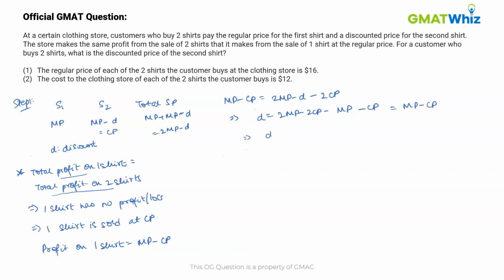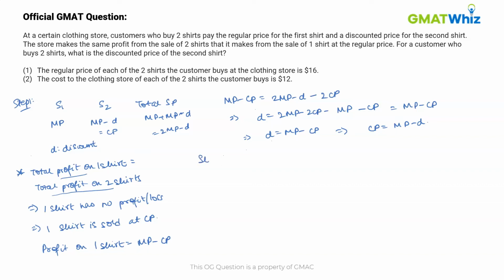This implies that D is equal to MP minus CP, and since we have to find the cost price, we can write it as CP equals mark price minus discount. So to be able to find the cost price of the shirt, we need the information of mark price as well as the discount on the shirt.